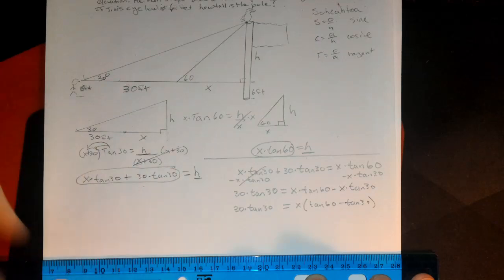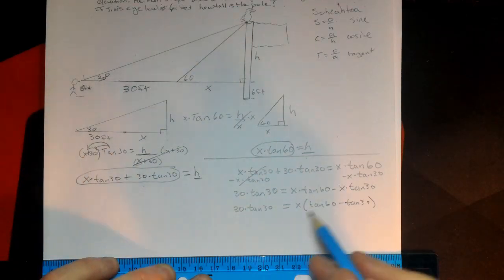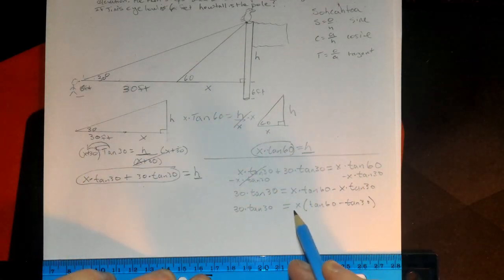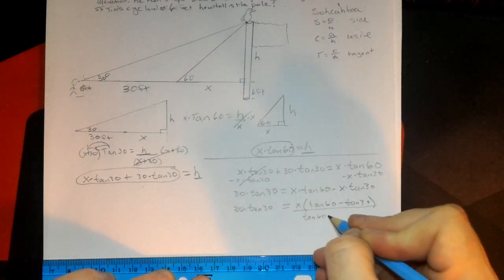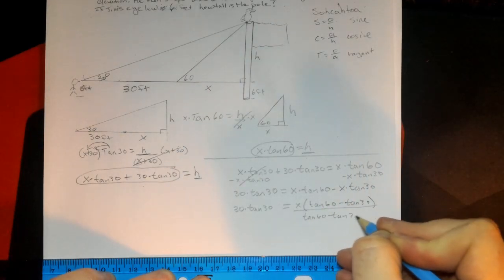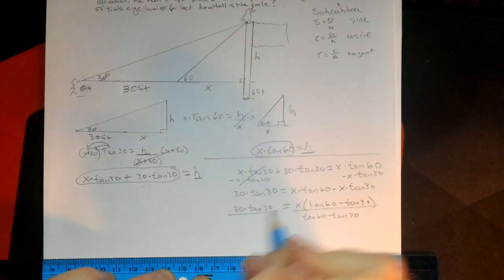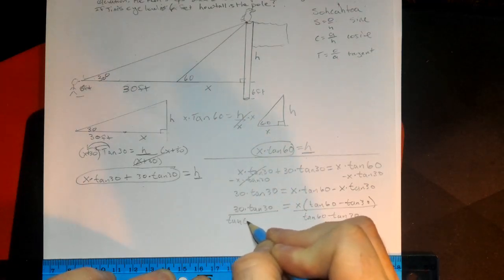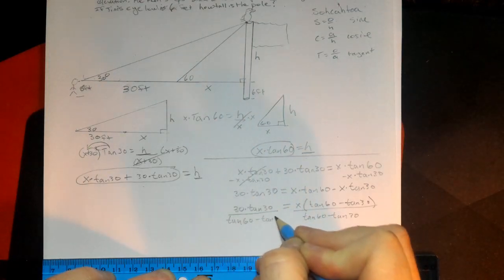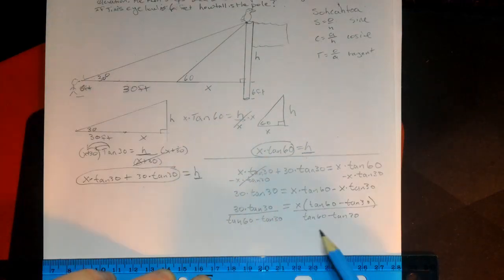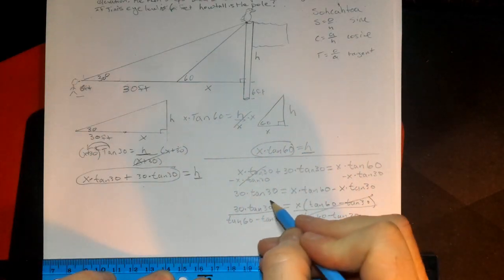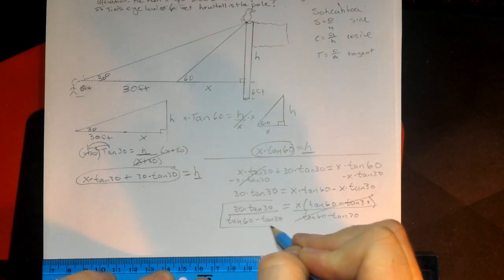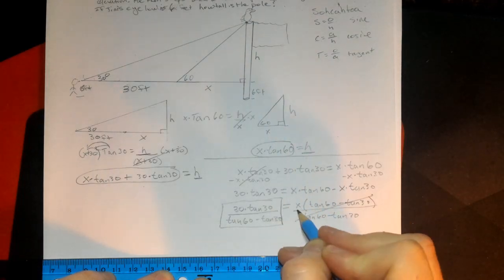Now, this is still algebraic in process, but how do I go about solving this? Well, I just divide both sides by the tangent of 60 minus the tangent of 30. And that goes on this side, right? The tangent of 60 minus the tangent of 30. Okay, so now I have them both, and this would cancel out on this side, and I'm just left with x. And so now I know what's in this box is the value of x.